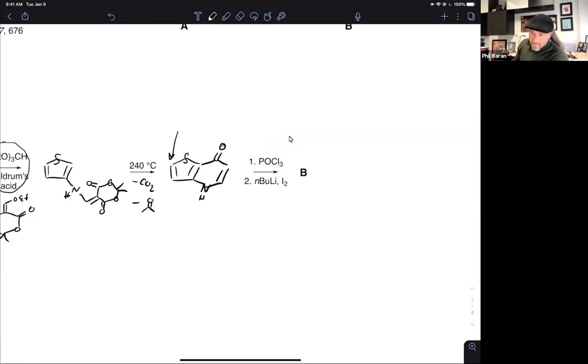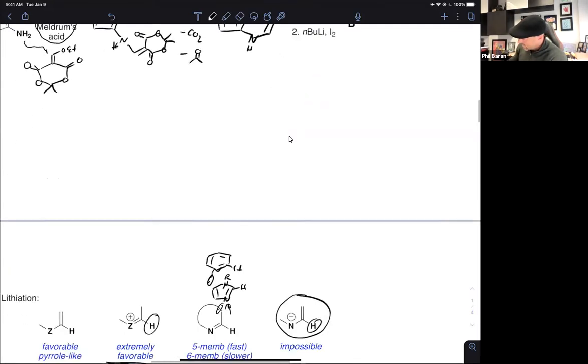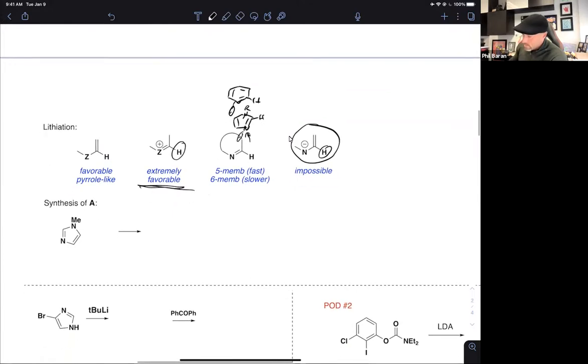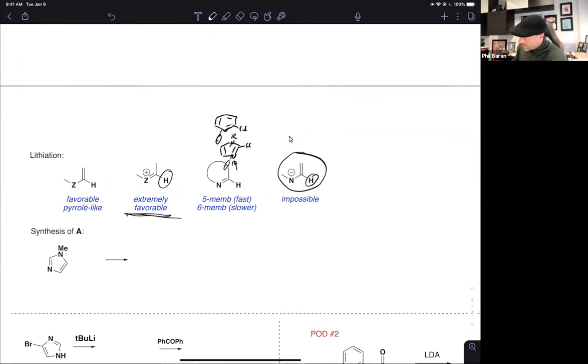Does everybody get that? Fantastic. Well, let's take a look. We're not done with that compound. We still need to figure out how to make compound A. So how might we do this based on what we just talked about? We need to put a tin there. So any suggestions?